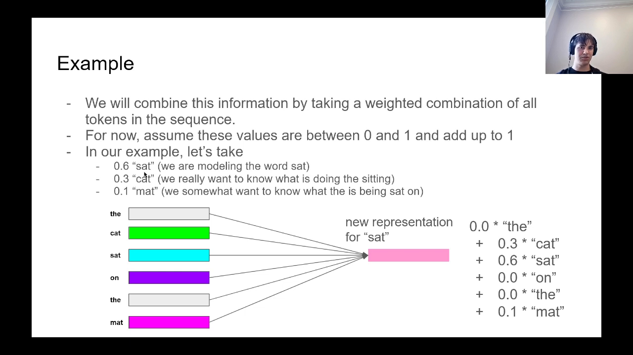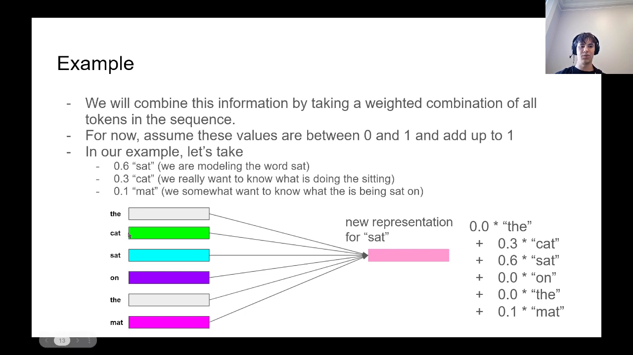Maybe we still want the representation of the word sat, so we want 0.6 of it. We want to know what's doing the sitting, so we take 0.3, and maybe we need more about what's doing the sitting than what the cat's sitting on, so we weigh this one a little bit lower. It's arbitrary at this point, but we're doing this linear combination. And then we weigh the rest 0 because we don't want any information from those words. So this is our new combination.